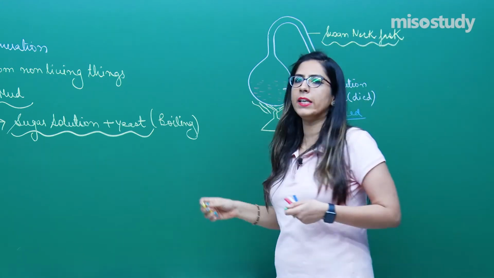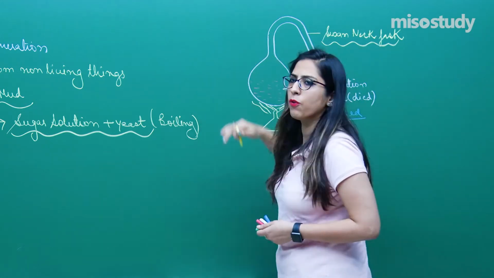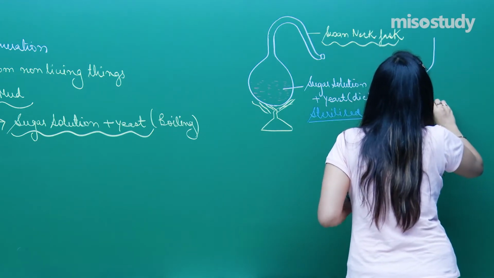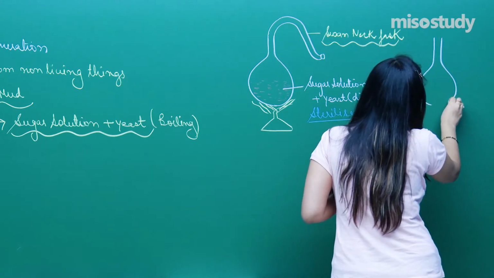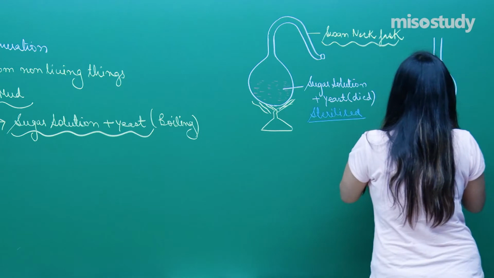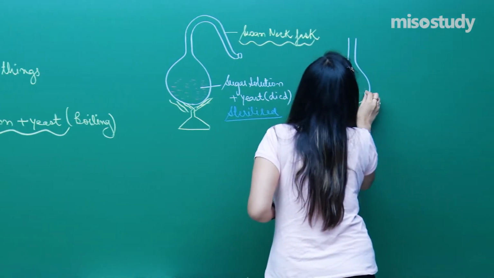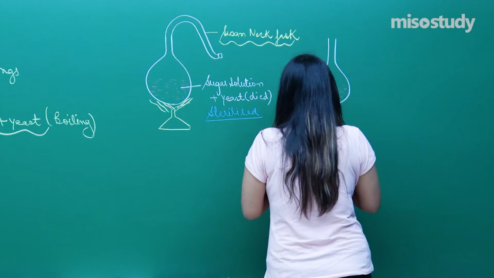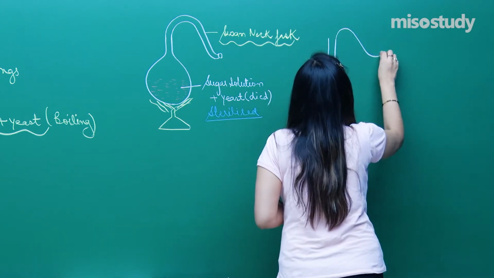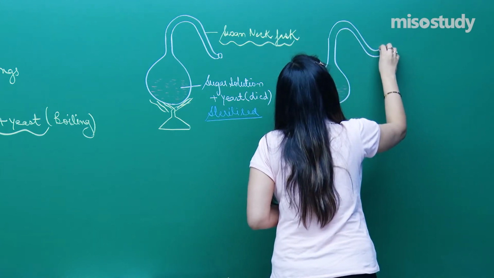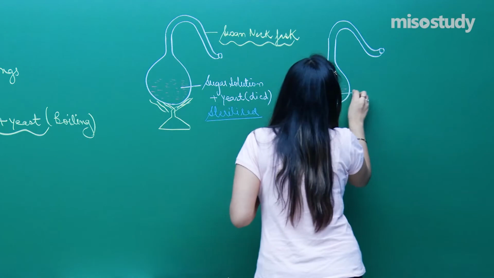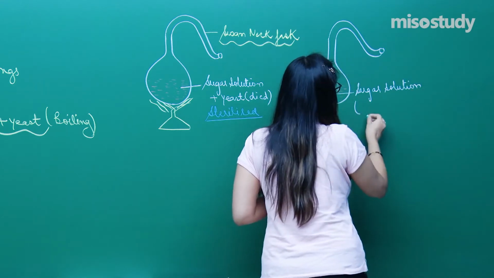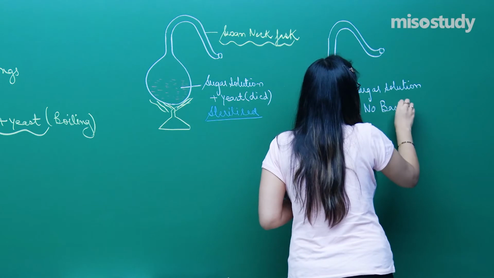He was boiling the contents in two flasks. In one of the flasks, the neck was broken. The same experiment was going on. He transferred the same into two sterilized flasks. In one of the flasks, the neck was a swan neck only. The sugar solution was there, and in this condition, no bacteria developed.